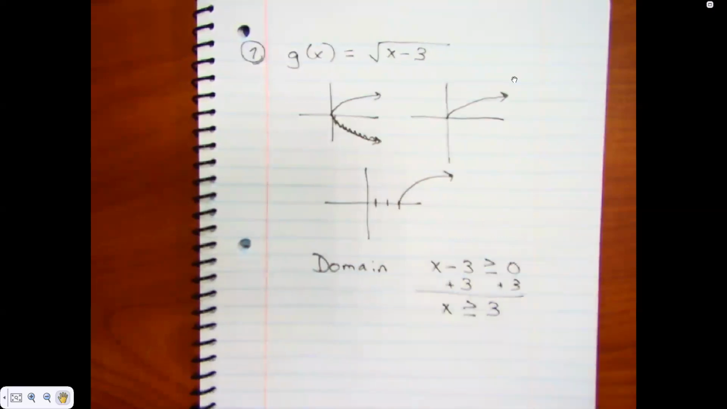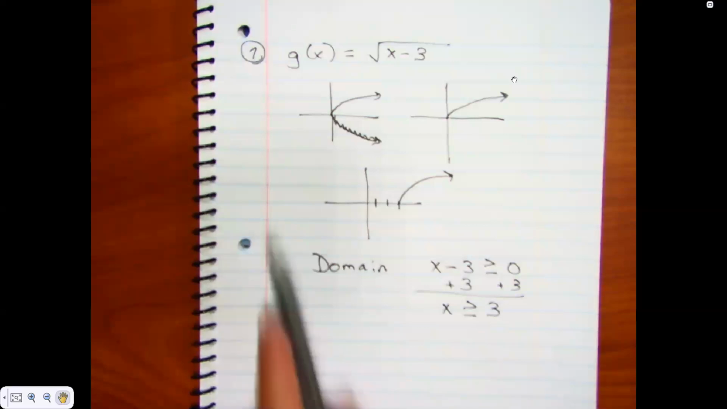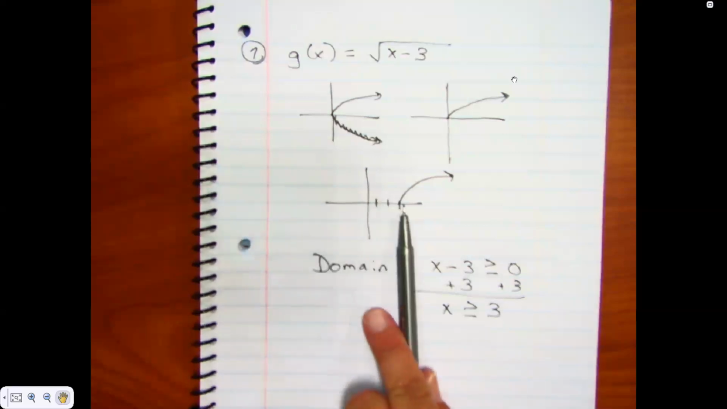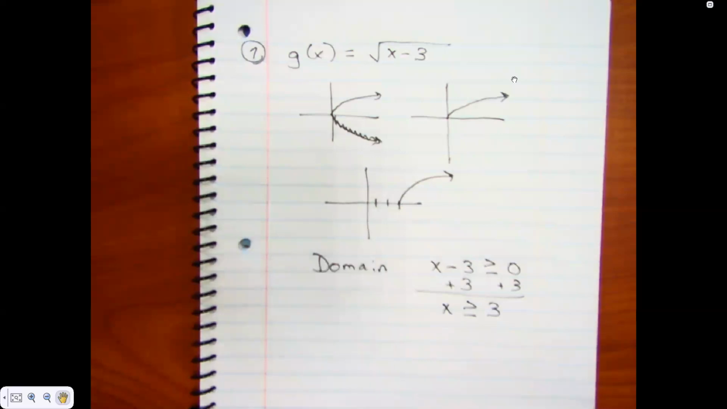Does anyone want to try? Yeah, go ahead, John. That's what I was going to write too, but it's greater than 3. So the very first thing I have a graph is at 3, and 3 is okay. 3 is going to give me a 0, 0 underneath the root is okay. And then to infinity.